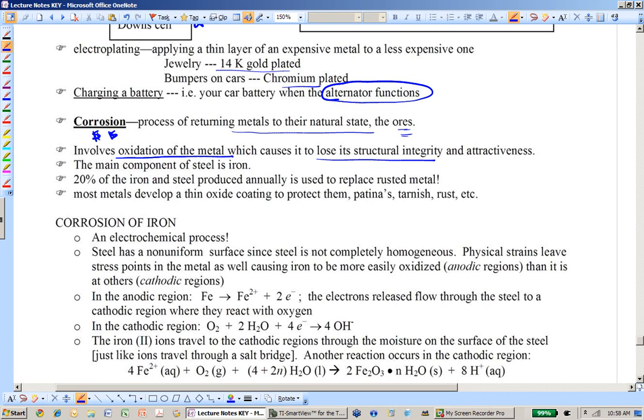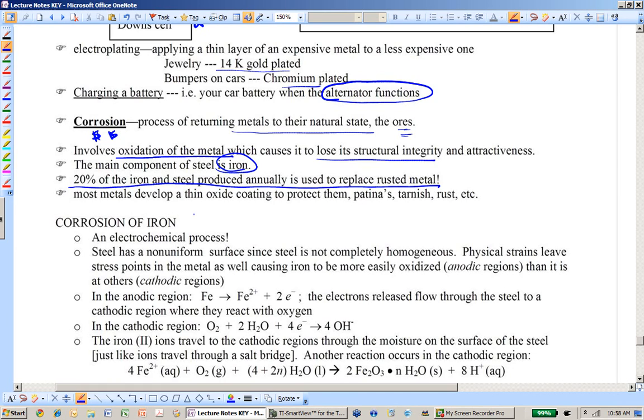The main component of steel is iron. So corrosion is all about returning iron to its natural state and taking it out of steel, which is what causes steel to lose its structural integrity. Steel is an alloy. An alloy is a blending of metals. So 20% of the iron and steel produced annually is used to replace this rusted metal.